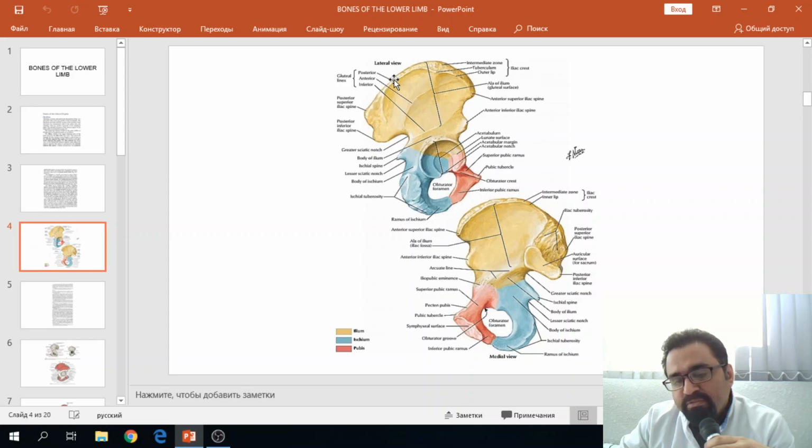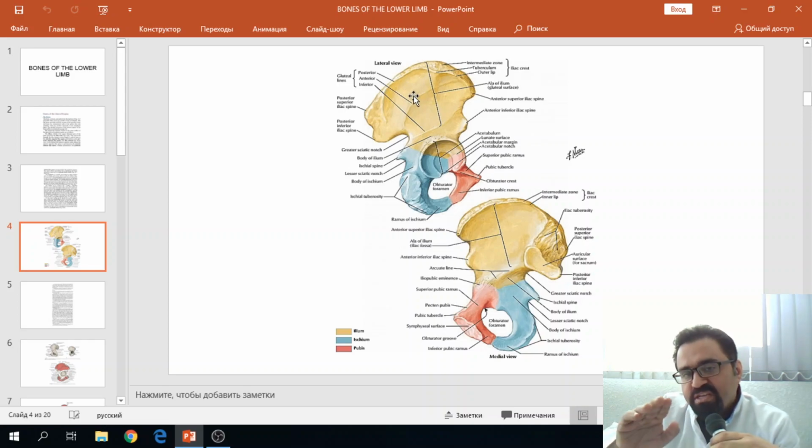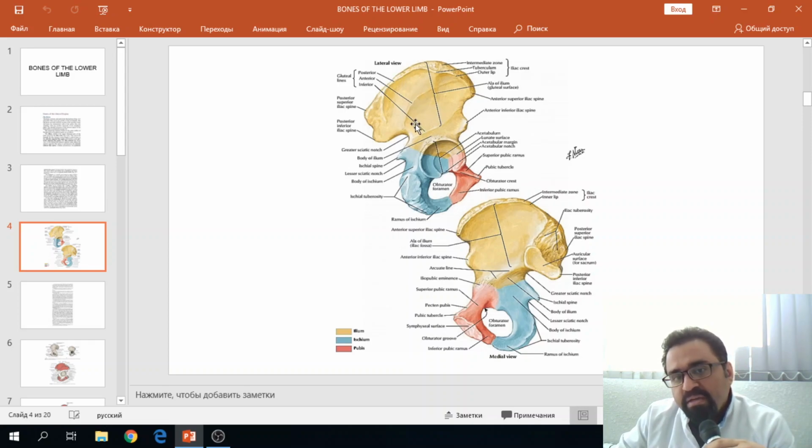The first one is posterior. As it is curved, it is lying posteriorly, or we can say superior. This is anterior, and then this is the inferior gluteal line. So we finish the iliac. We will revise the iliac bone again.